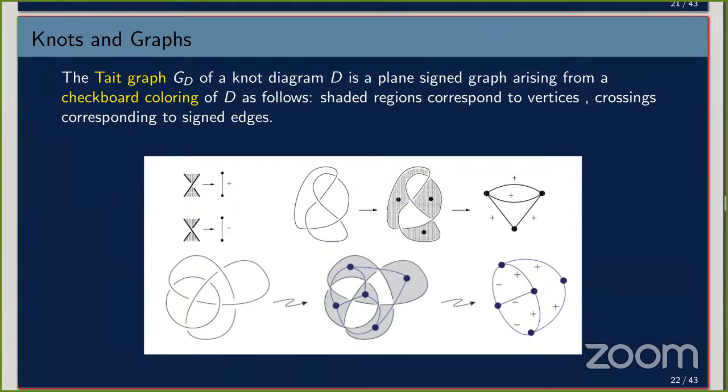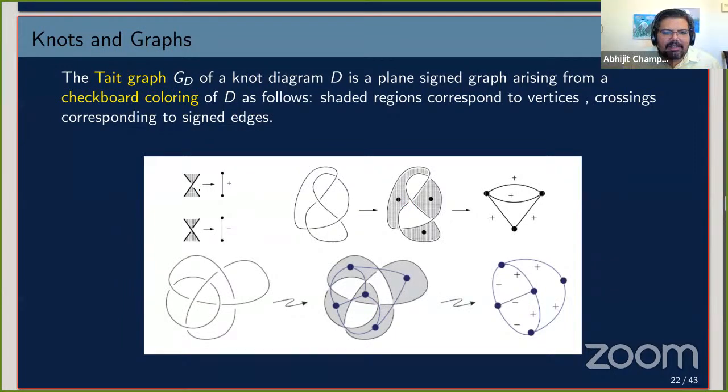Okay, so coming back to these Tait graphs, if you take a crossing, then you can take a checkerboard coloring of a knot diagram, which just means that you shade the regions so that shaded regions are not adjacent. So at a crossing, you shade the opposite regions, and then the shaded regions correspond to vertices, and the unshaded regions and the crossings correspond to edges. If you make a graph like this, you can see this is exactly this graph here.